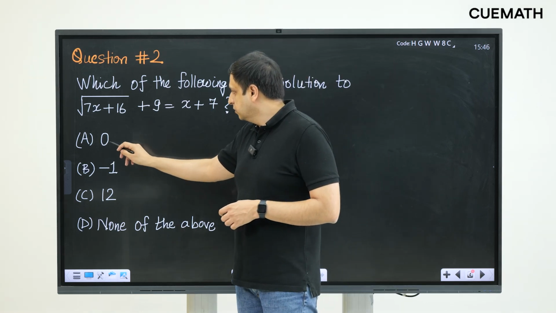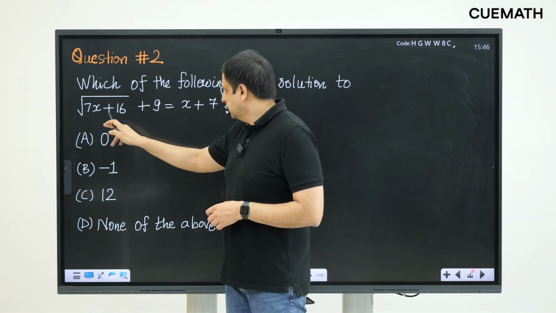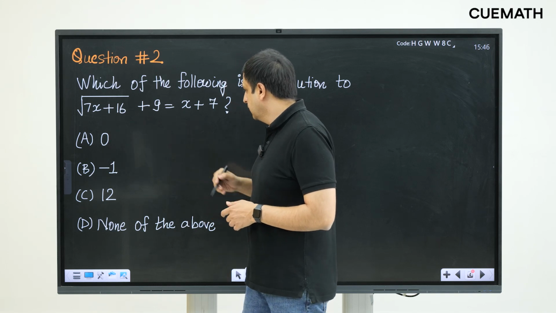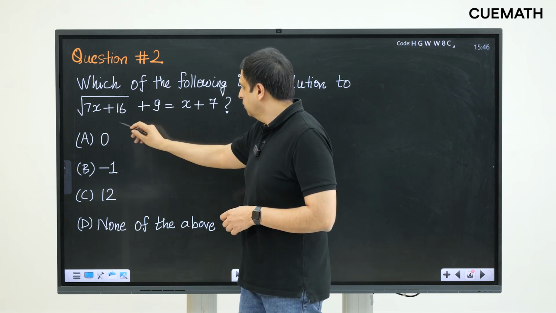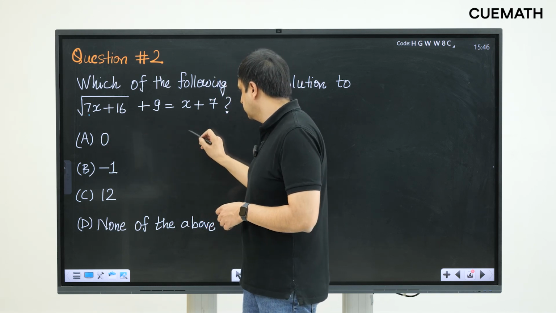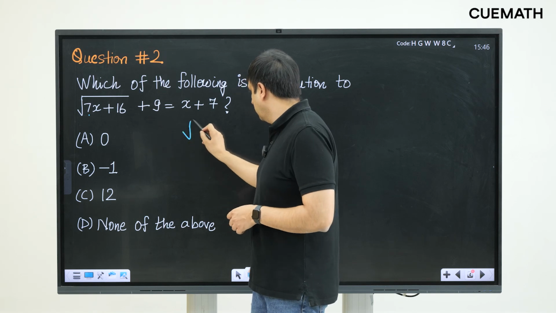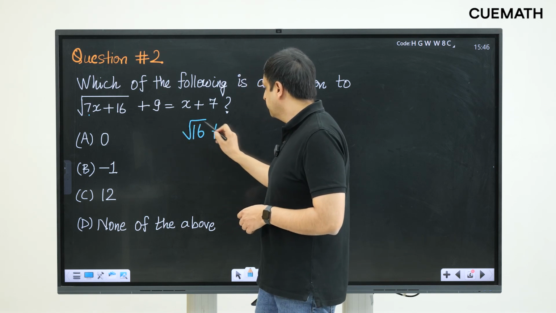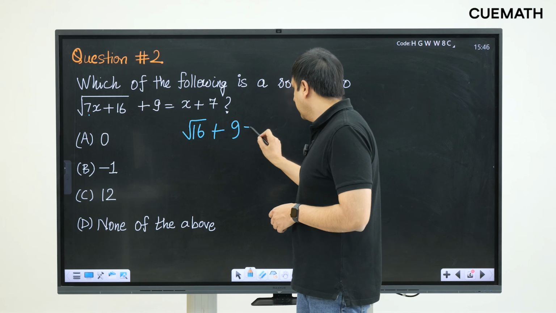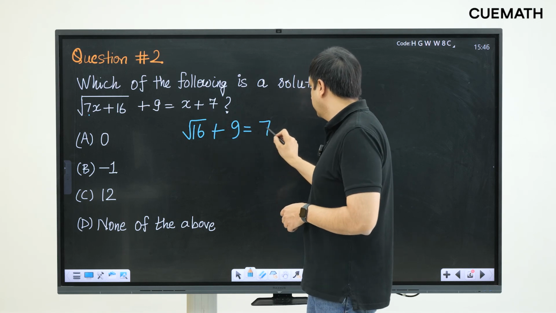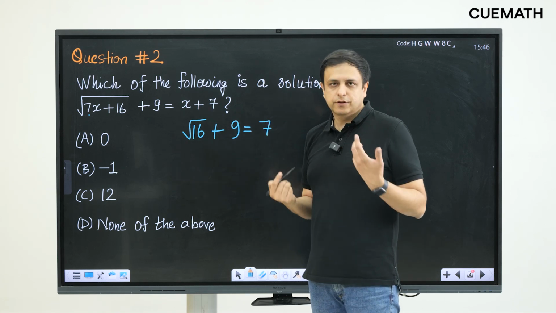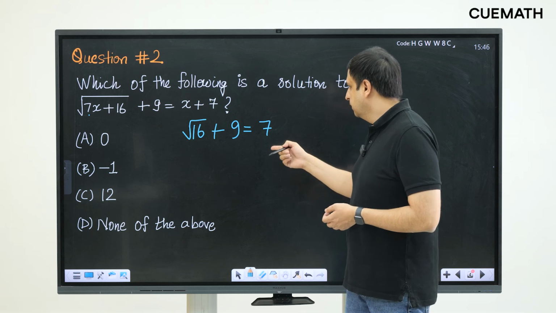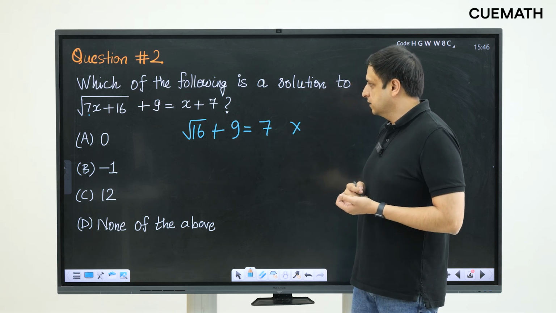So if I take x equal to 0 and plug it into this equation on both sides, I will get 7 times 0, that is 0, plus 16, so root of 16 plus 9 on the left side, and I will get 0 plus 7 or 7 on the right side. Now root of 16 is 4, 4 plus 9 is 13, but 13 is not equal to 7. So this does not work.